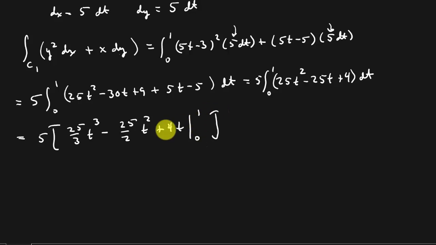So obviously you're just going to plug in the 1, add those fractions up. Because if you plug 0 in, you're going to get 0. So this is going to give you negative 5 over 6. Okay.